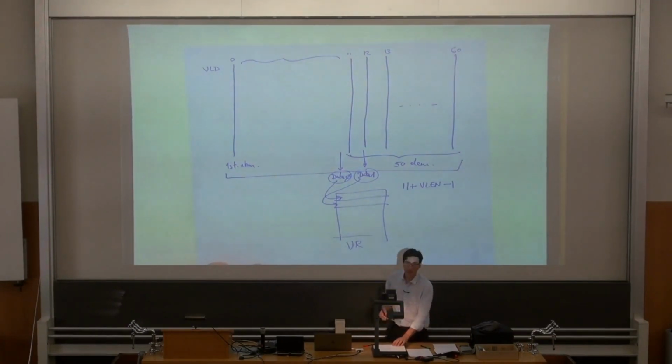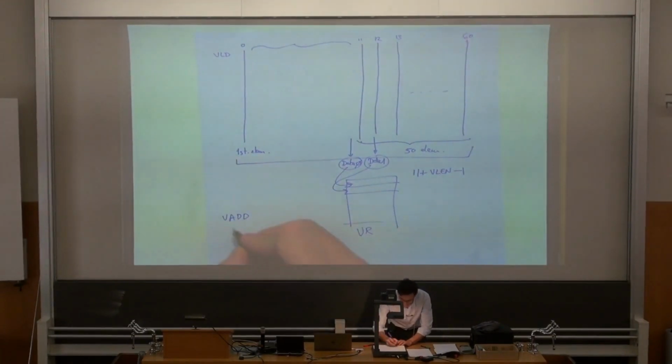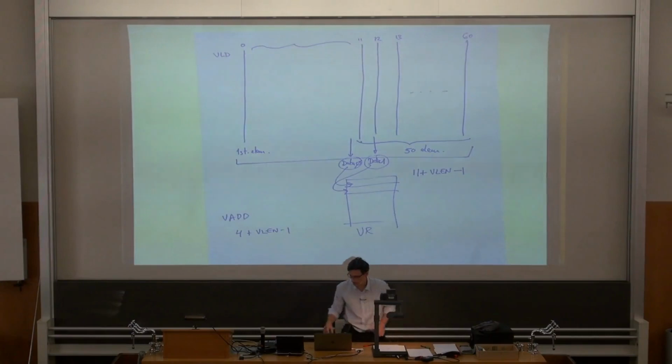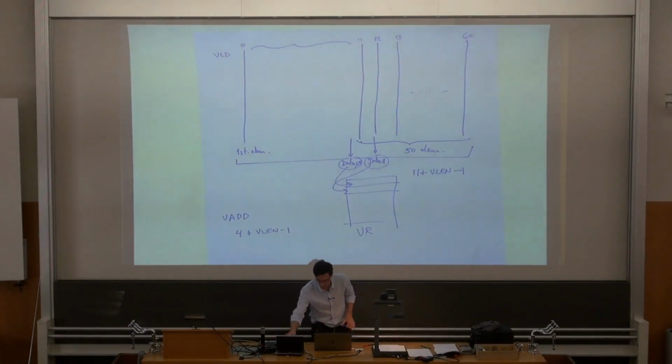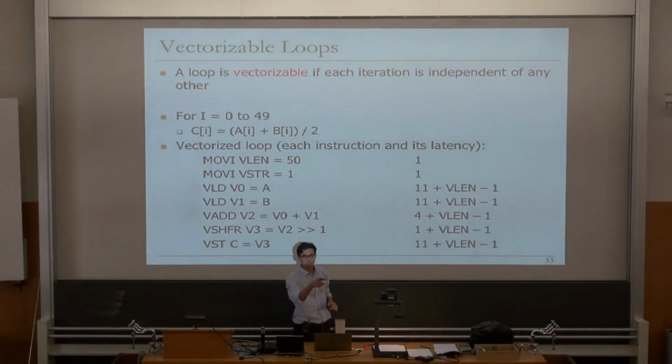In case of a vector add, in our example, the vector add has a latency of 4 cycles. The total latency for the 50 elements will be 4 plus vector length minus 1. So that's why we have these latency values here. Do you have a question?